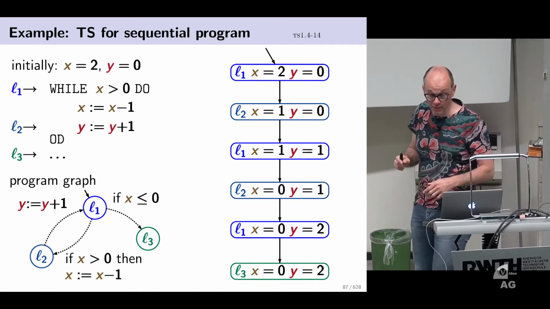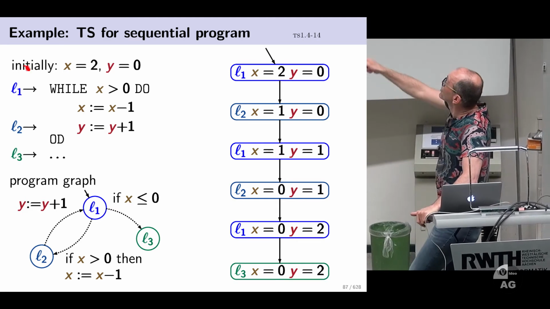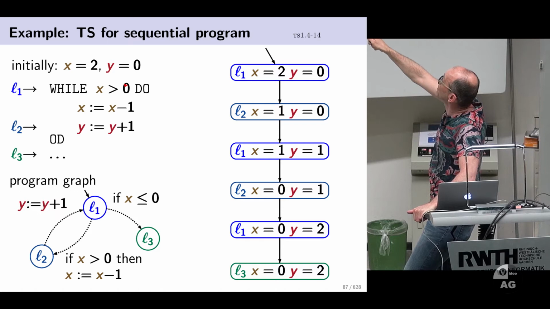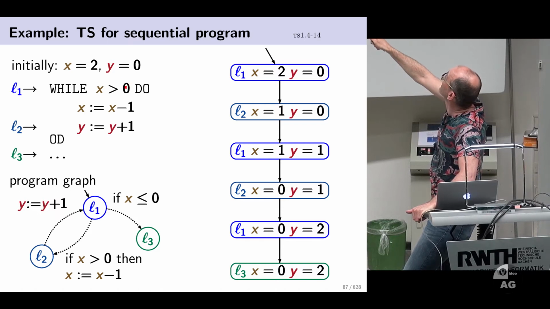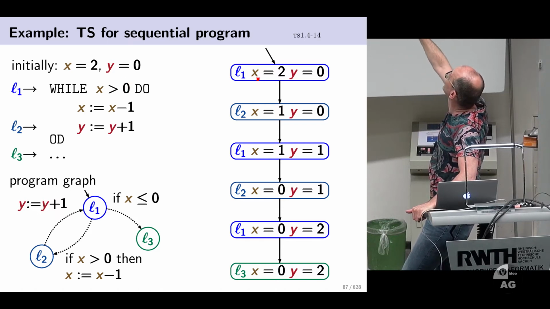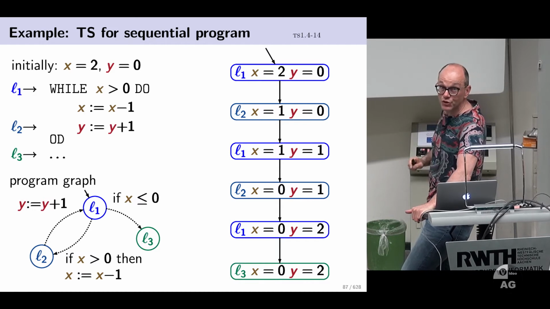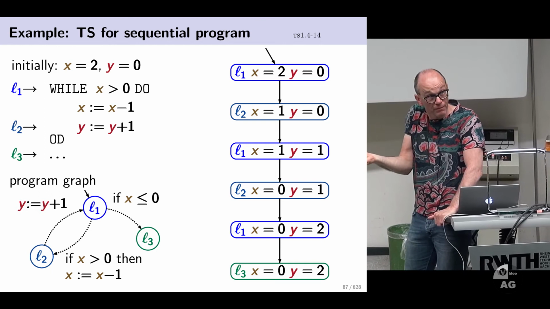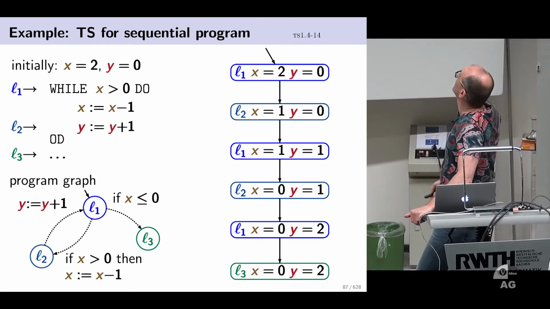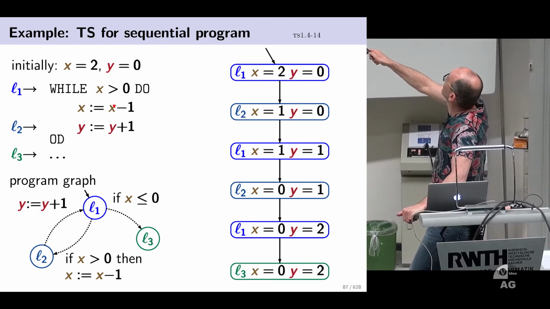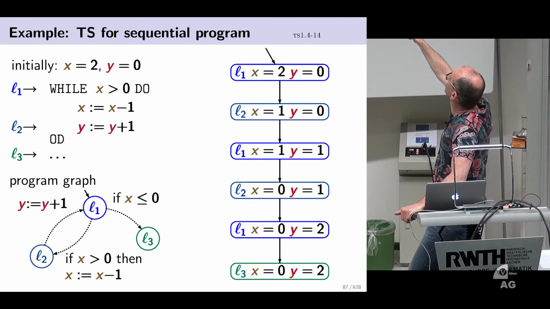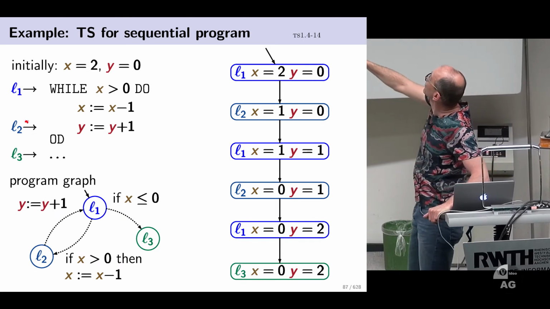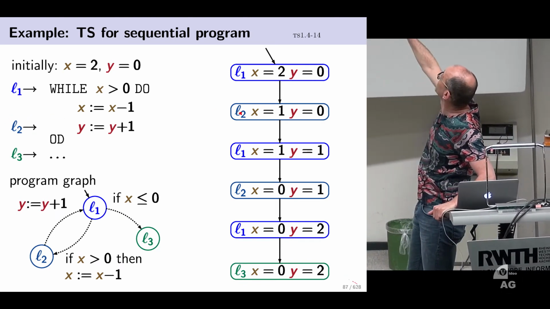Good. Now I'm about to execute L1. So let's do L1. Remember, what are we going to do? We're going to check whether x is larger than 0. So we're going to check in this state whether x is larger than 0, which is the case because x equals 2. Which means we are able to execute L1. So let's do this. What then happens is that we decrement x by 1, so this 2 becomes a 1. Y is not touched. Now I am about to execute L2 because that's the current value of the program counter.